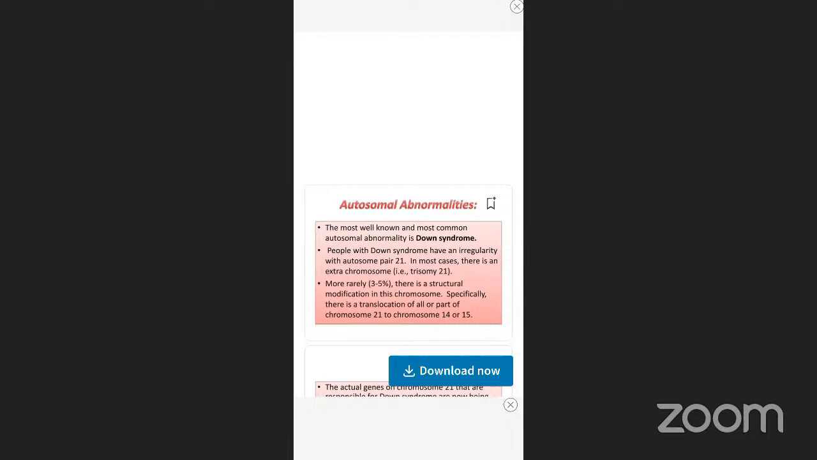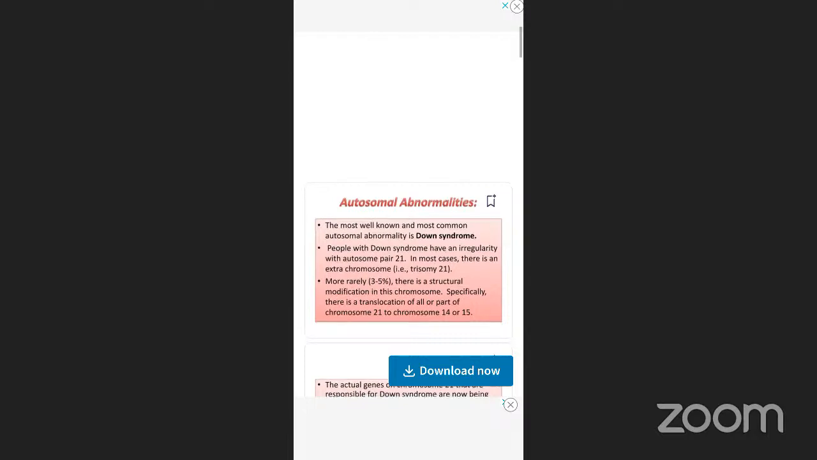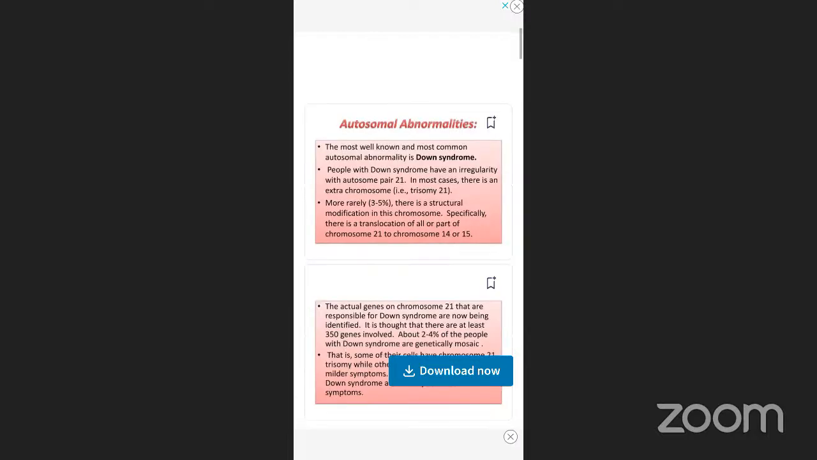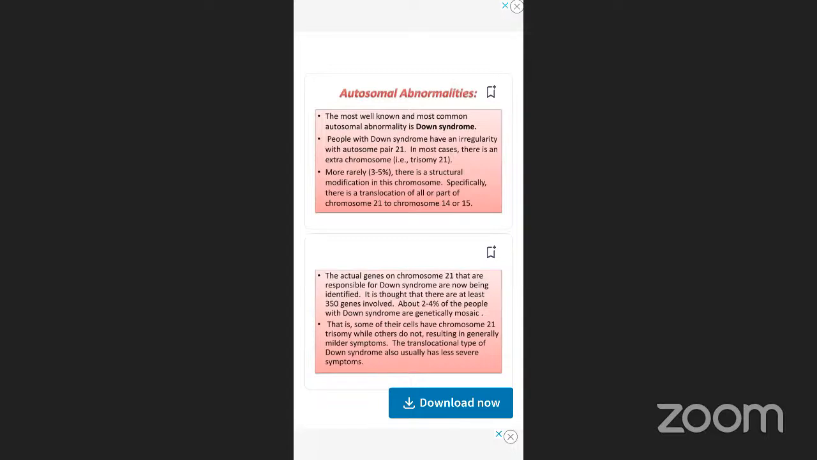In many people with Down syndrome there is an irregularity with autosome pair 21. In most cases there is an extra chromosome, a trisomy condition, 2n plus one. More rarely, in 3 to 5% of cases, there is a structural modification of these chromosomes, especially a translocation of all or part of chromosome 21 with chromosome 14. Mainly in Down syndrome, chromosome 21 is the extra chromosome.